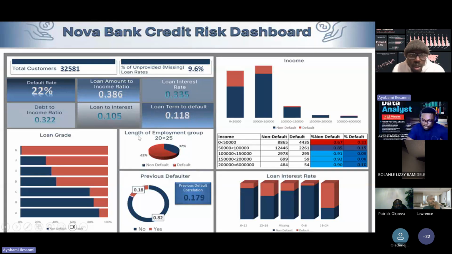Now, moving on to length of employment group. We have this group with length of employment between 20 and 25 years, having a 63% default rate, as compared to others having low rates.